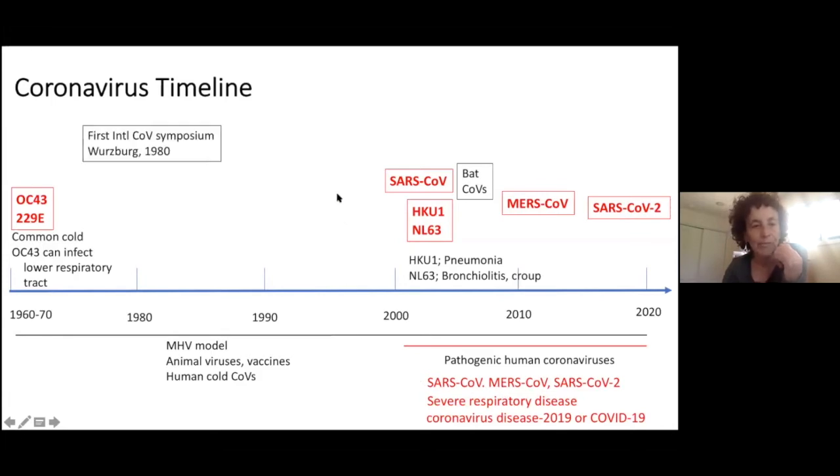The other just sort of interesting fact was that the first coronavirus meeting was held in Würzburg, Germany in 1980. There were 60 people there. I went back and looked at the book.